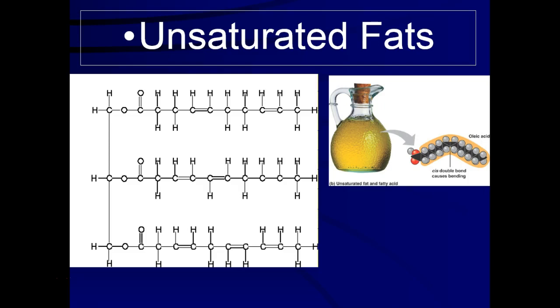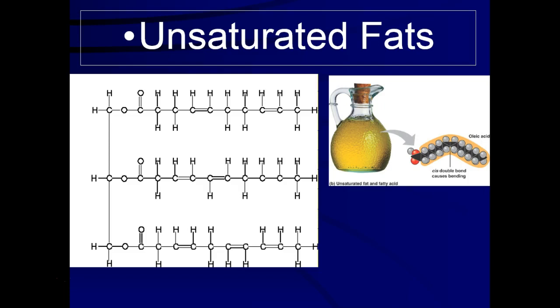Now, what we mean by that is if we look at the fatty acid chains, in an unsaturated fat, we're going to find double bonds. Now, you might be looking at this little picture here and see, well, I see a double bond between a carbon and an oxygen. That does not count. The double bonds that I'm referring to in the fatty acids are between carbons. So look for the double bonds between the carbons. If there is a double bond there, all right, that tells you that that is an unsaturated fatty acid.